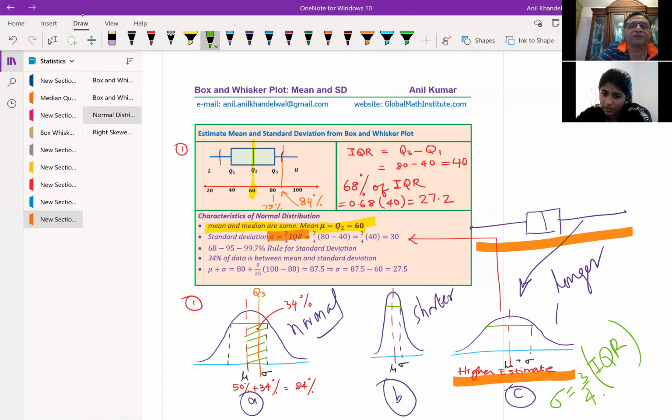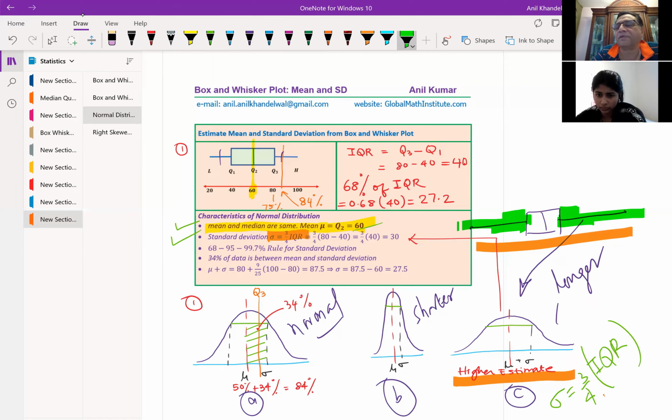Okay, yeah. So first thing we did, what is the mean? The mean is the same as the median, so that's not a problem at all. We know exactly it is 60. Now the question is, how do we find the standard deviation? I'm saying to find the standard deviation, you have to check the length of the whisker. Is it long? Is it short? Or you will say it is medium. Normal.